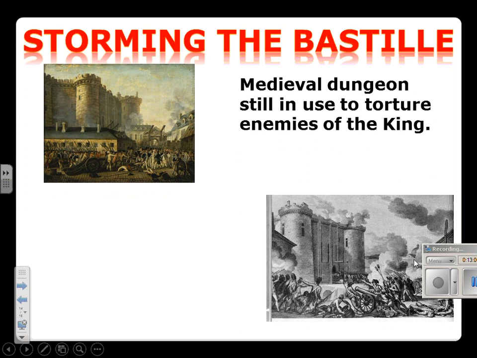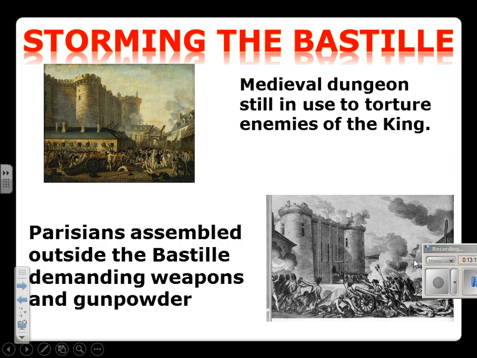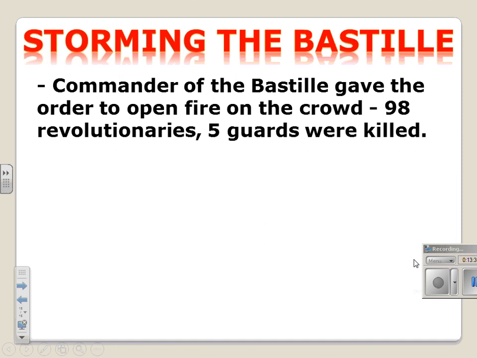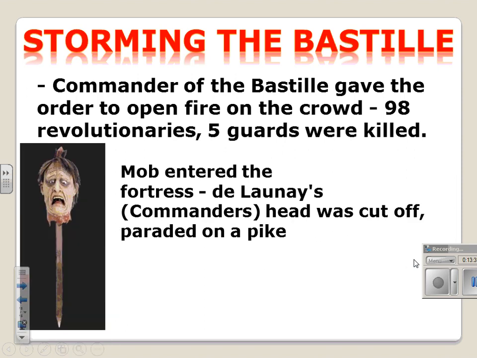So the Bastille is a massive dungeon that was used to torture enemies of the king. It represented absolutism. Parisians assembled outside the Bastille demanding weapons and gunpowder so they could defend themselves against the king's guard. This does not go well. Shots are fired, and before we know it, the Parisians are now storming the Bastille, tearing it down brick by brick. The commander of the Bastille gives the order to fire. 98 people are killed. 5 guards were killed. The mob enters the fortress, and they cut off the head of the guy in charge of the Bastille.